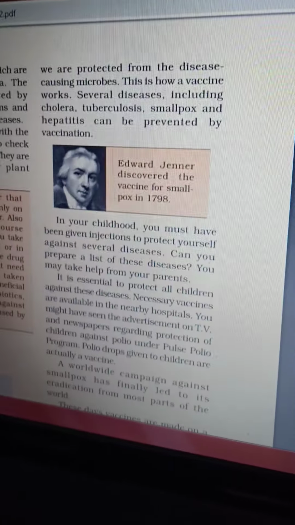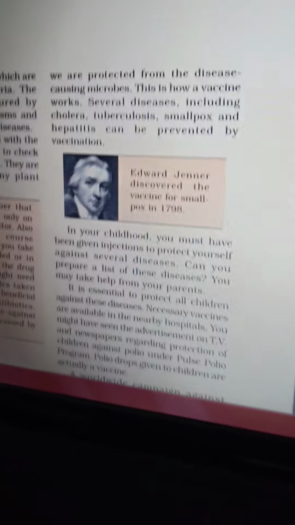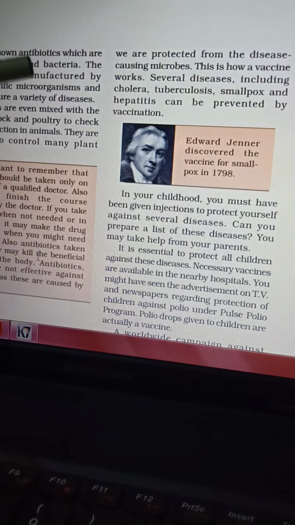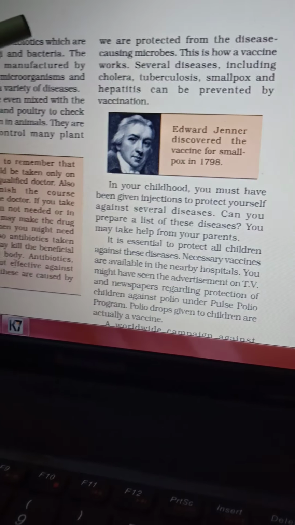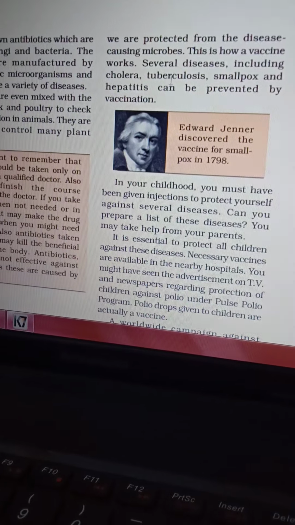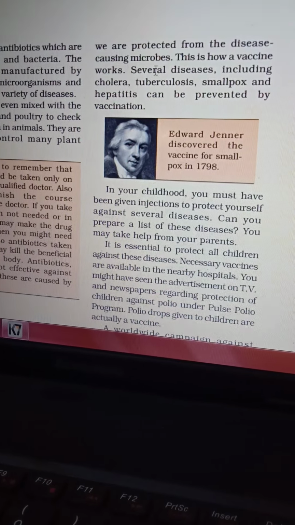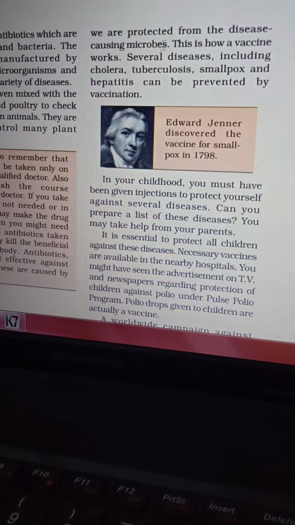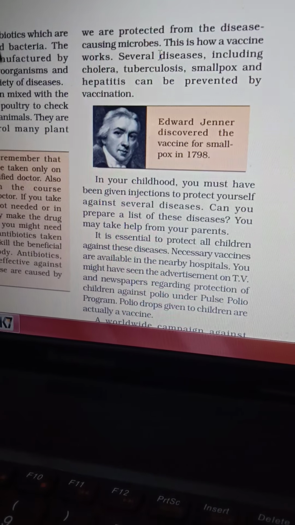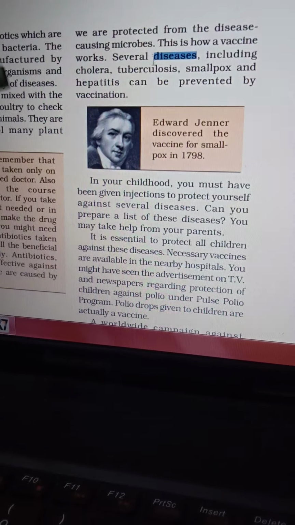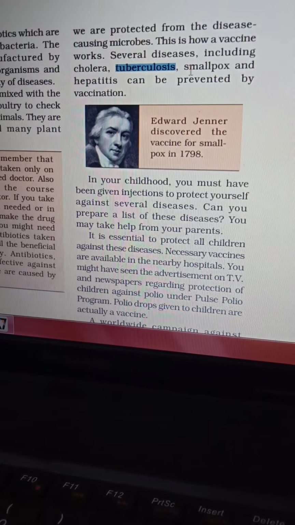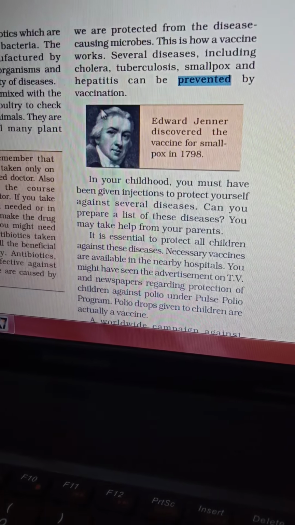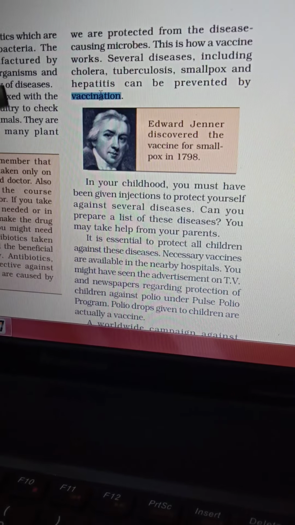And they will give resistance to the body, and the particular human being or that person is protected from the disease. This is how a vaccination works: they get protection from the disease-causing microorganism, that particular disease. Several diseases including cholera, TB, smallpox and hepatitis have now been controlled or prevented by vaccination.